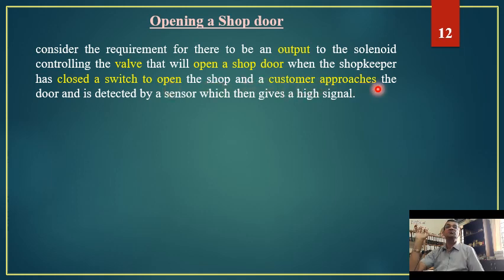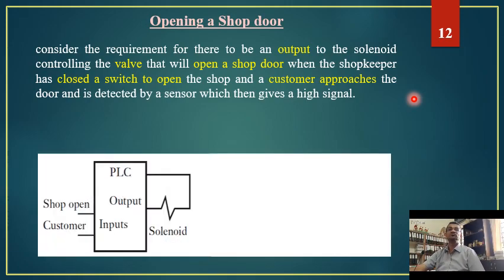And a customer approaches the door and is detected by a sensor which then gives a high signal. So when a customer approaches, there is a sensor which is connected, and it gives a high signal. When that high signal is available, then the shop door must open. So this is the problem.